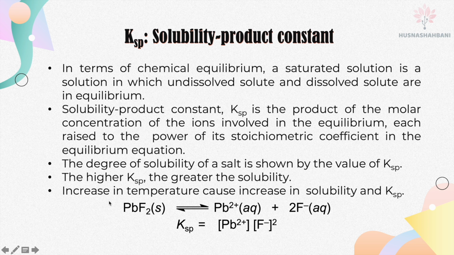Increase in temperature causes increase in solubility and Ksp. For example, solubility of PbF2 becomes ion Pb2+ plus 2F-. So this Ksp is the product of the concentrations of the ions involved, so Pb2+ times F-, each raised to the power of its stoichiometric coefficient. Stoichiometric coefficient for Pb2+ is 1, so power 1. This one is 2, so power 2.